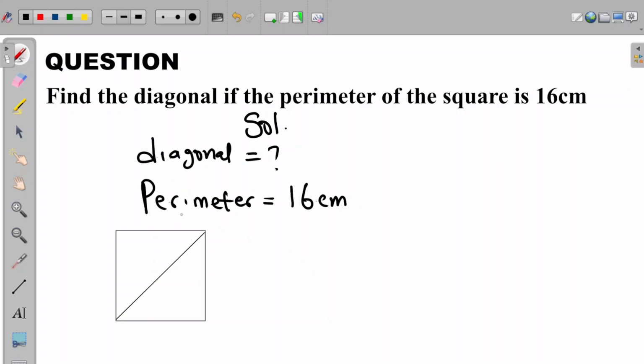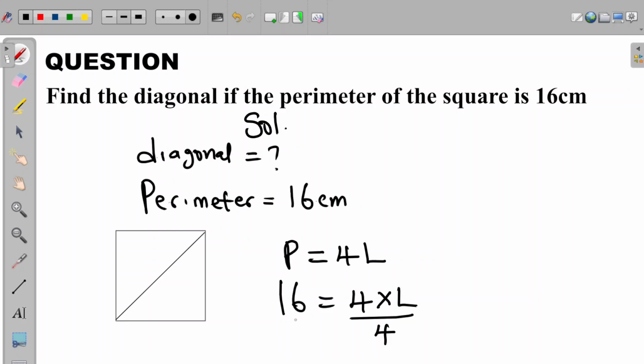So here is a diagram. We are asked to obtain the diagonal if the perimeter of the square is 16 cm. Recall that P is equal to 4L. So 16 is equal to 4 times L. Now, to obtain the length of the square, we divide both sides by 4. So L is equal to 16 divided by 4, which is 4. Therefore, our length is equal to 4 cm.